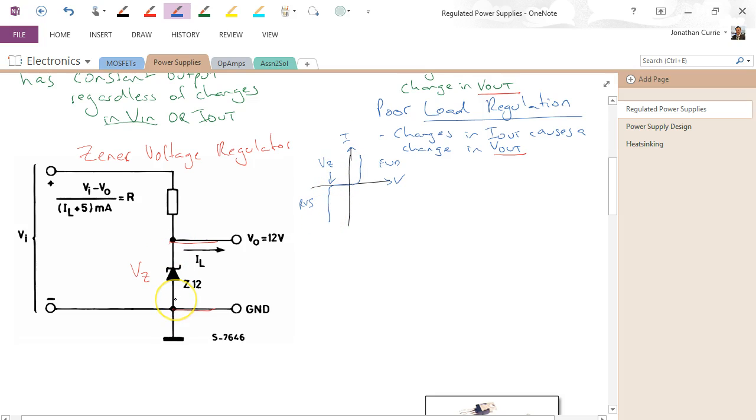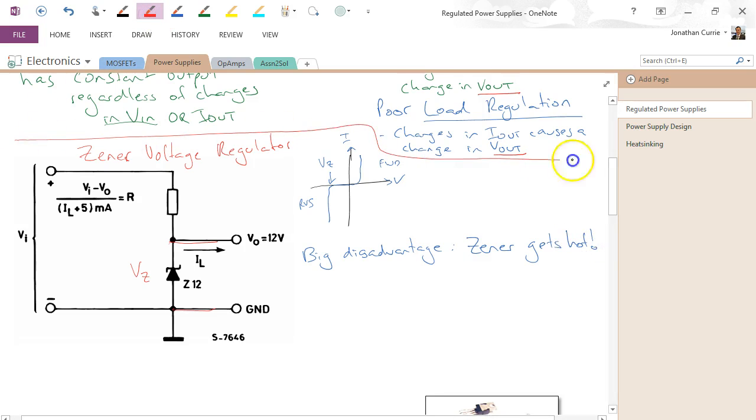Now, the downside to this particular configuration is that the poor old Zener diode is having to conduct quite a lot of current. So, big disadvantage. Okay, the Zener gets hot. So, for the Zener voltage regulator, it's only suitable really for low current power supplies. It's not really useful for anything else, and it's not very efficient either. Alright, so the Zener gets hot, therefore low current only.